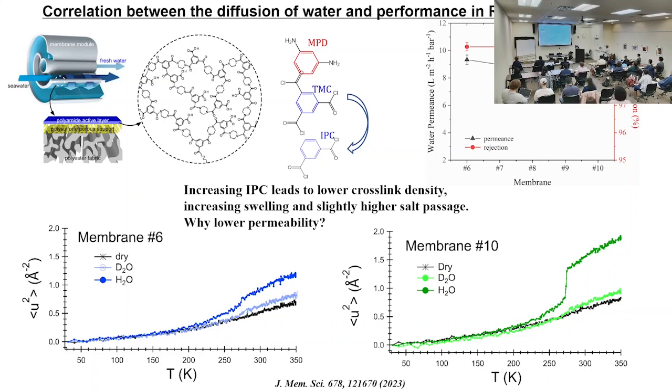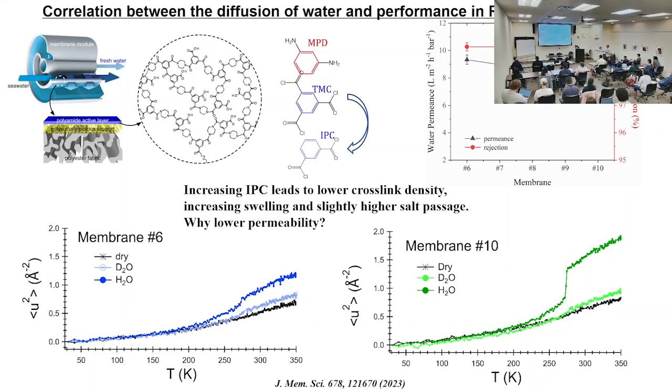So this does the cross-linking. Now we can control that cross-linking by substituting this TMC with IPC. Okay? So this is what we are doing here. So what happens is that when there is no IPC, cross-link density is highest, right? When cross-link density is highest, this material swells very little. So what I mean by swells very little, it absorbs very small amount of water.